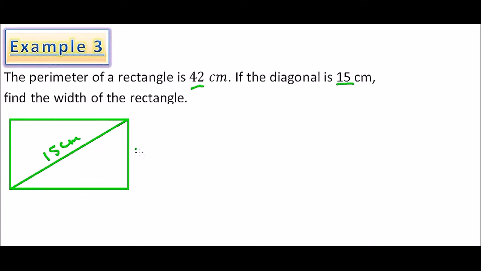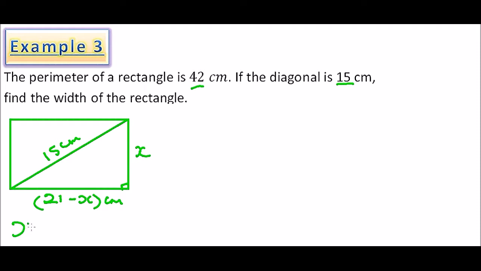So we let our width be x. Since when you add the width plus the length, it is half the perimeter, which is 21. Therefore the length is (21 minus x) centimeter. So now we can use this right angle triangle where the diagonal is 15 and we apply the Pythagoras theorem.